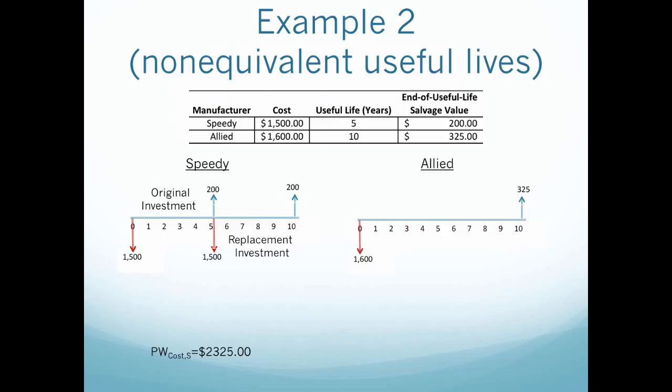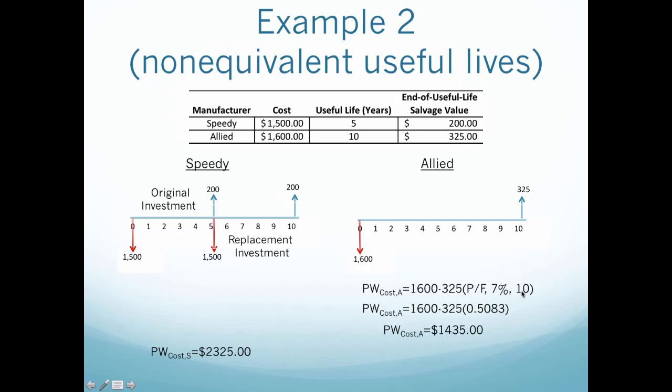So now let's draw the cash flow diagram for Allied. So I spend $1,600 on the equipment today and I get $325 at the end of 10 years as a salvage value. So I write out each of those values. So I say $1,600 already is a present value, so I don't have to convert it, minus $325, finding a present value given a future value after 10 years. So I look up that factor and I get a present worth that's a cost of $1,435.